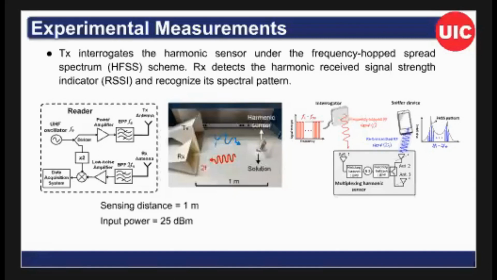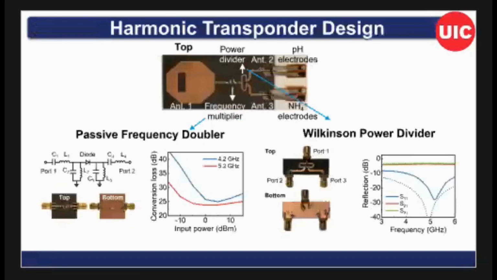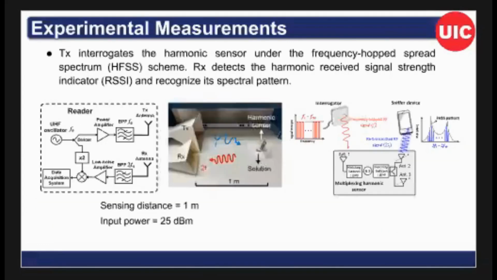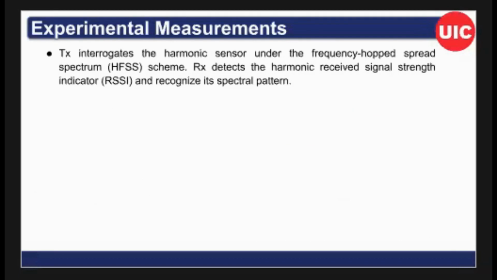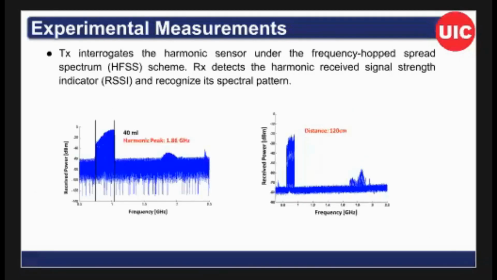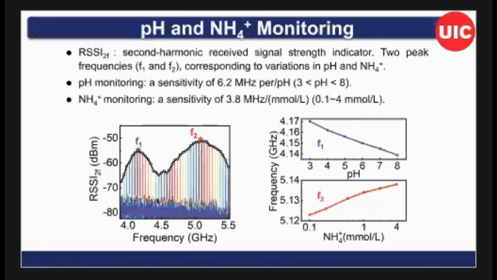So if you send a frequency-hopped monotone to the sensor and detect the second harmonic, you will see two peaks. These peaks represent the resonance frequencies of antenna 2 and antenna 3. This one is used to receive the monotone, and these two can transmit the second harmonic. If you look at the RSSI pattern, you will see two peaks corresponding to the resonance frequencies of the two transmitting antennas. This is how we do the measurement.